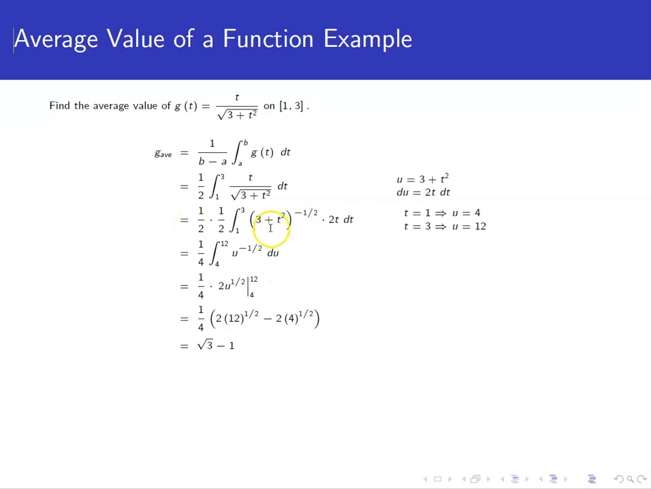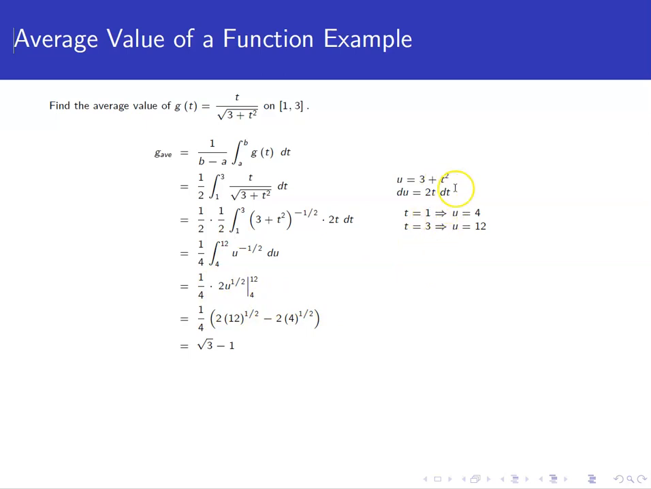After making our substitution here, the 3 plus t squared just becomes u, so we get u to the negative 1/2. The 2t dt becomes our du. We also need to make sure that we change our limits of integration. 1 and 3 refer to t values. We are now integrating with respect to u. It would be incorrect just to write 1 and 3 here for our limits of integration, because those are t's, not u's.